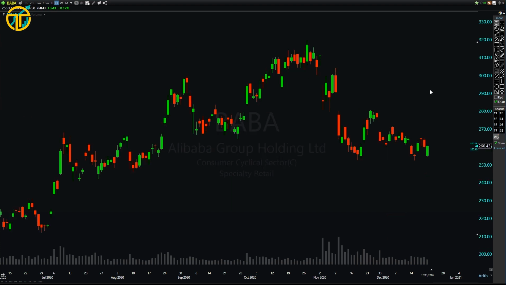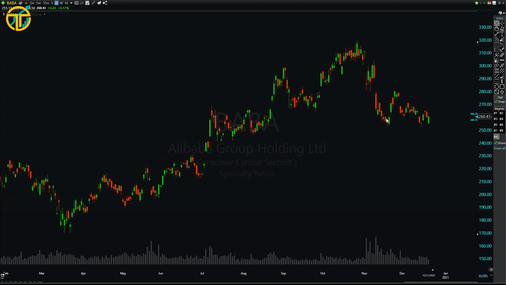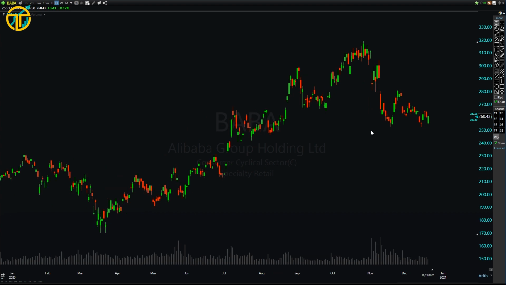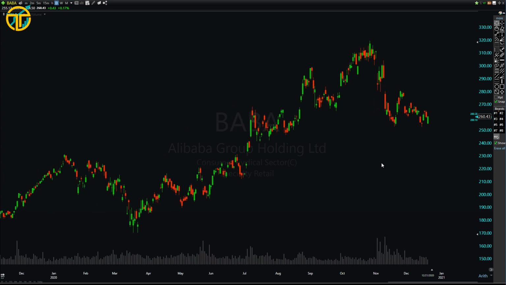All right, so here is Alibaba's chart. This is again the daily time frame. So take a moment, go ahead and look at this chart. Let me zoom out a little bit so you might have a little bit more information. All right, take a moment, look at this chart, and tell me where the most obvious swing highs and swing lows will be.